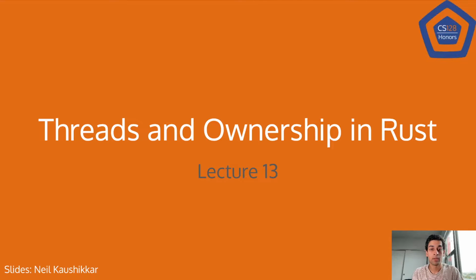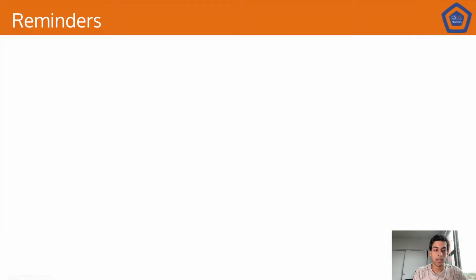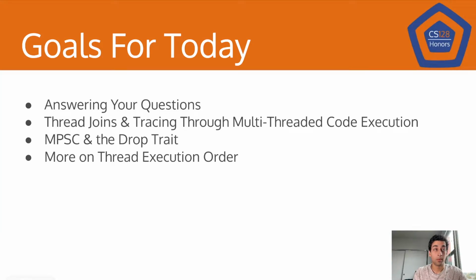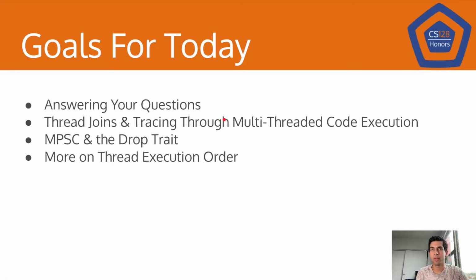In today's lecture, we're going to be covering some more stuff on threads in Rust and how threads interact with ownership and Rust's memory management model. So today we're going to be answering some of your questions at the beginning, then going through some thread joining and tracing through some multi-threaded code so you guys can get a little bit better at reasoning through what's going on. Then we're going to review MPSC and the drop trait and show you some more cool things that you could do with that. And then at the end, talk more on thread execution order and how that interacts with ownership.